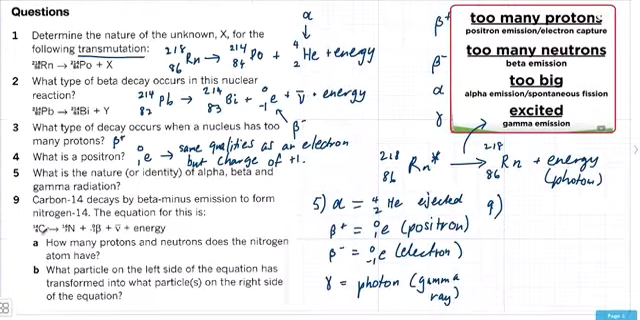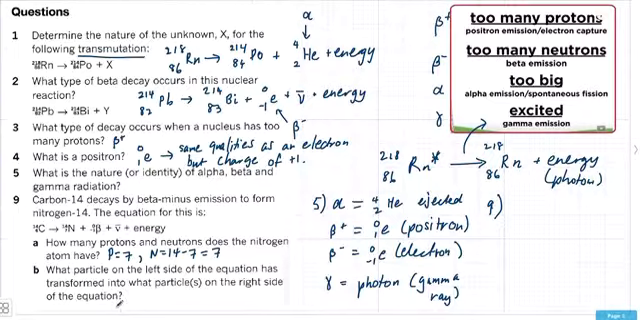And we've got carbon-14 going to nitrogen-14, the equation here. It says, first of all, how many protons and neutrons does the nitrogen atom have? Well, protons, it's got 7 because we need to look at the atomic number down the bottom. And neutrons is always the mass number minus the atomic number. The atomic number is at the bottom, mass number is at the top, so it would be 7 neutrons.